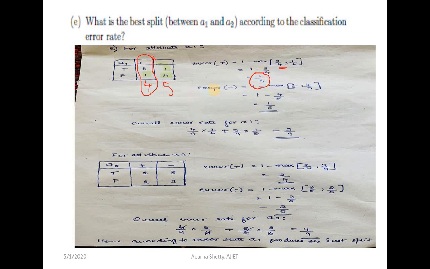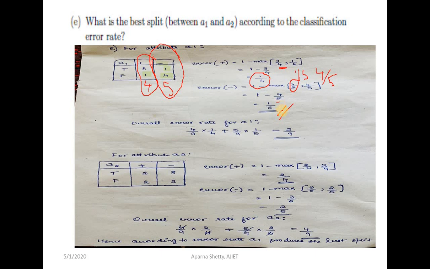Same way, the error for class minus we will calculate as 1 minus max of 1 divided by 5, comma, 4 divided by 5. So, the max of 1 divided by 5 and 4 divided by 5 is 4 divided by 5. 1 minus 4 divided by 5 will give you 1 divided by 5.